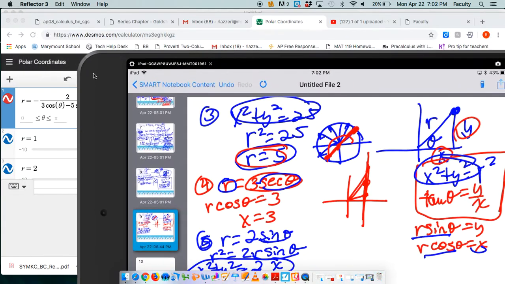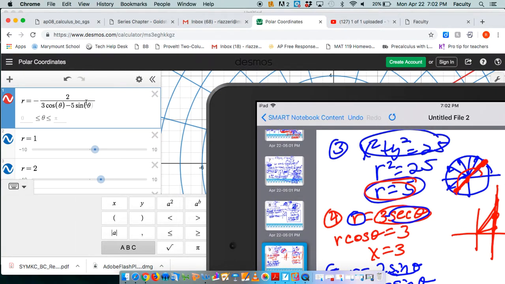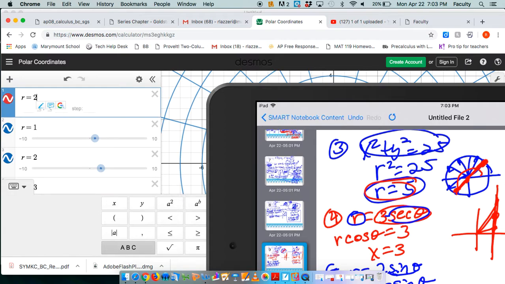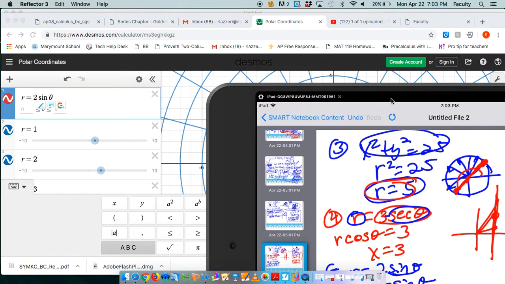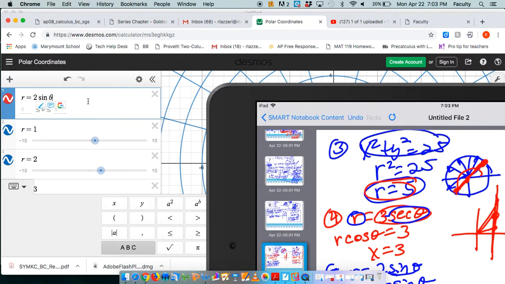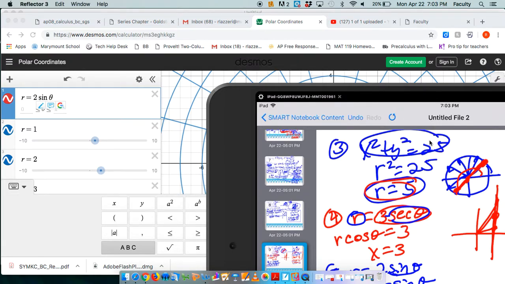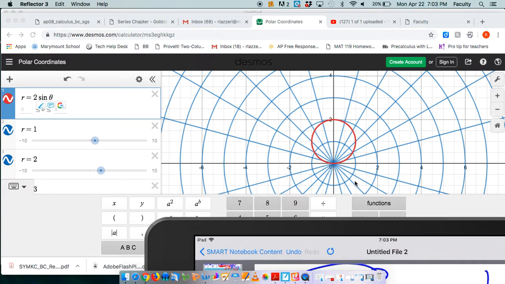Let me see if I can move this. So r equals 2 sine theta. Move this out of the way and we'll see a circle. Before I move it, let's talk about what's going to happen here. If I said 2 cosine theta, the circle would be on the x-axis, but 2 sine theta, the circle's going to be more up here on the y-axis with a diameter of 2.